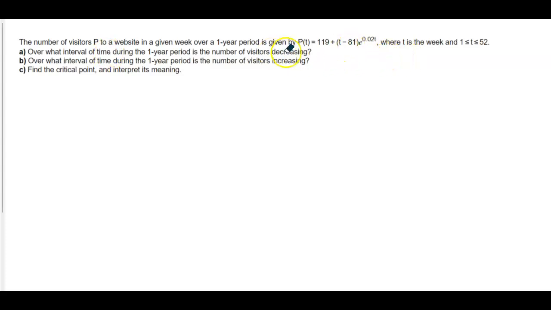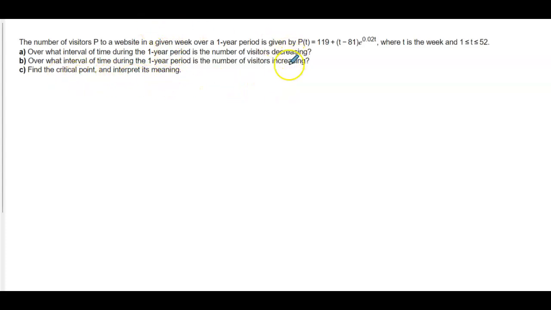This problem gives us a function for the number of visitors to a website in a given week over a 1-year period. And it's defined over the first year where t is from 1 to 52. So the first two parts ask us to define the intervals on which the number of visitors is decreasing and then increasing, and then we're meant to interpret the meaning of the critical point.